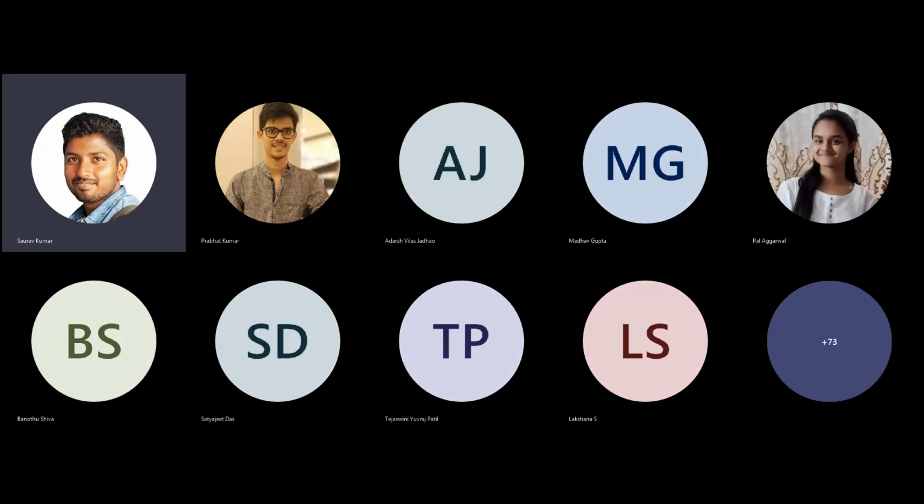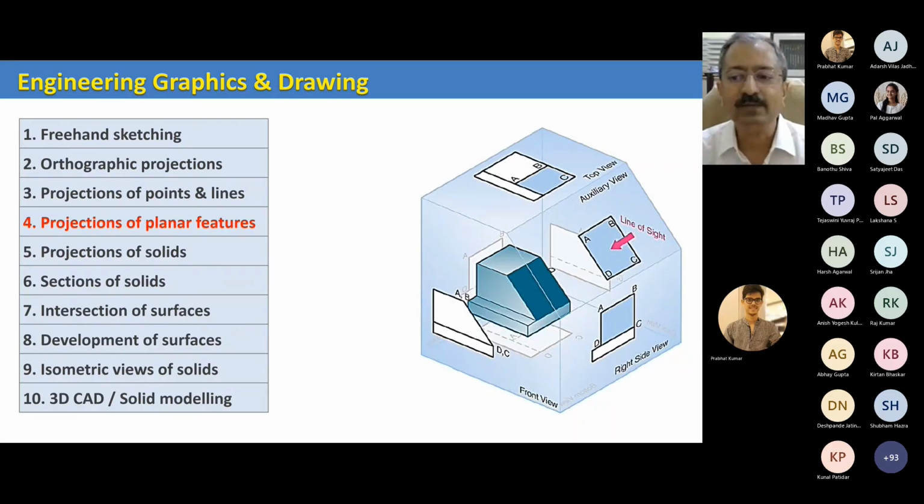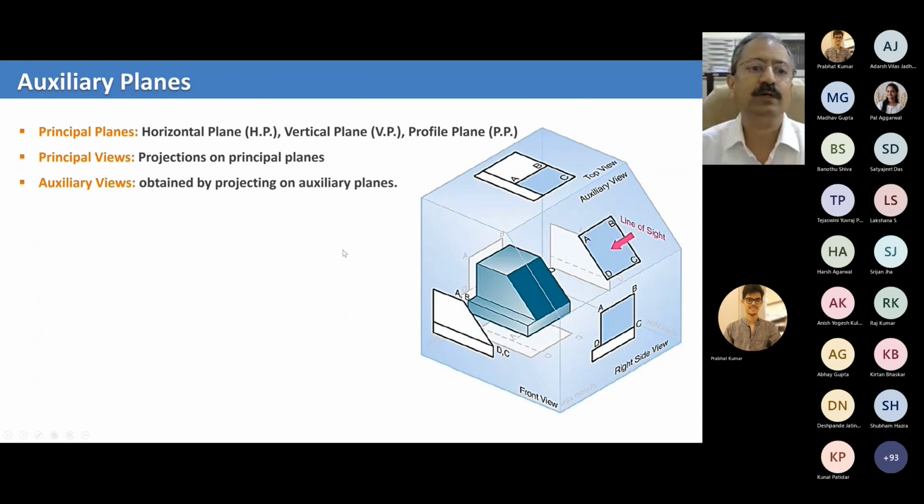Features, there's a little bit more advanced points and line projection that we have to do. And we'll be introducing the concept of auxiliary planes. Auxiliary planes are now additional planes other than the horizontal plane and vertical plane, which we have been talking about to generate the top view and front view so far. Why do we need additional planes, which we're calling auxiliary planes?